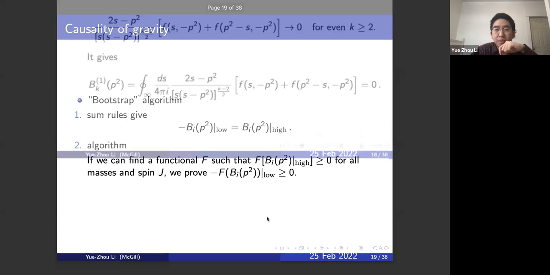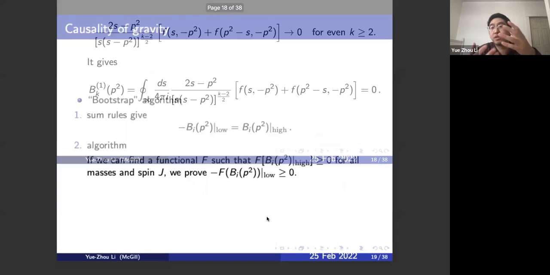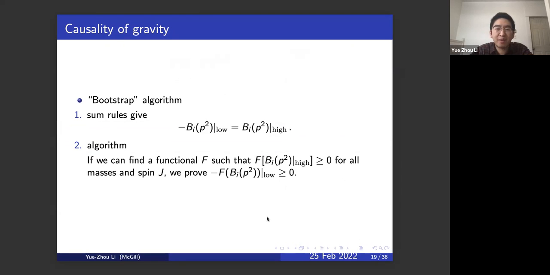And I'm going to give you some idea about our algorithm to bootstrap the bounds. So I call it the bootstrap algorithm. In particular, the sum rule, as I reviewed before, says that minus the low energy contribution equals the high energy contribution. And the algorithm is that if we are able to find a functional F such that this functional acting on the high energy part is positive definite for all masses and spin j, then according to this equation, we can prove that minus the functional action on the low energy part must be positive definite. That gives us some bounds on Wilson coefficients.